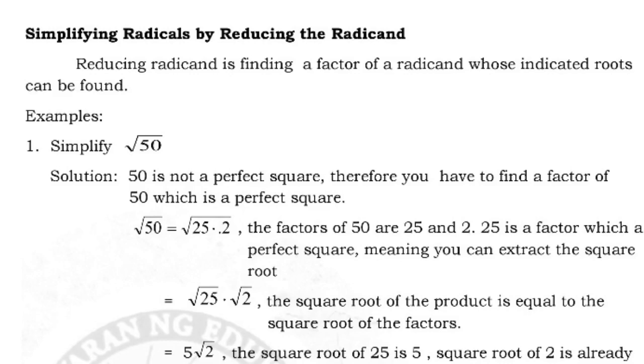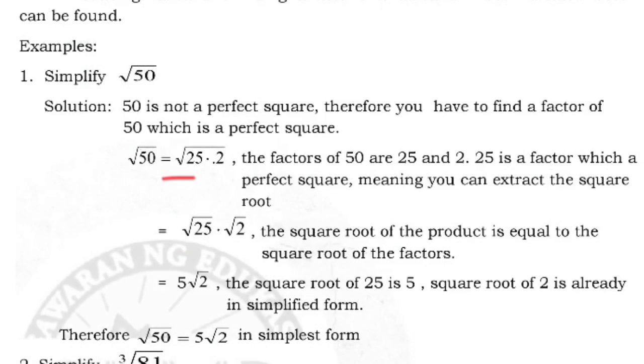For number 1, simplify square root of 50. 50 is not a perfect square, therefore you have to find a factor of 50 which is a perfect square. We can have 50 as 25 times 2. 25 here is a perfect square, so we can have square root of 25 times 2 equivalent to square root of 25 times square root of 2. Square root of 25 is 5, so our answer should be 5 times square root of 2. Therefore, square root of 50 is equal to 5 times square root of 2 in simplest form.